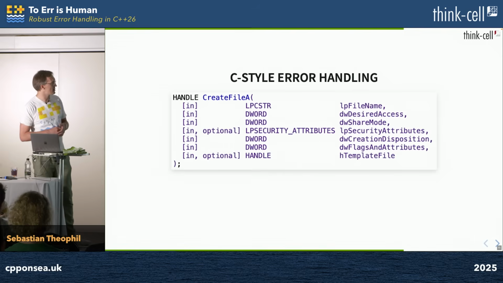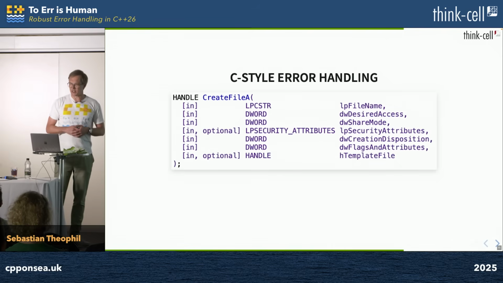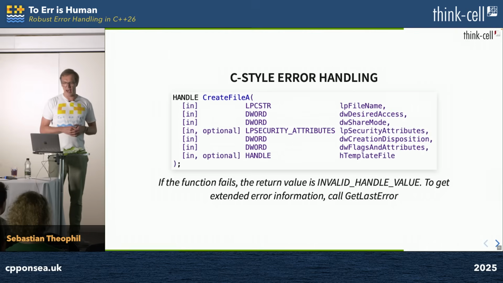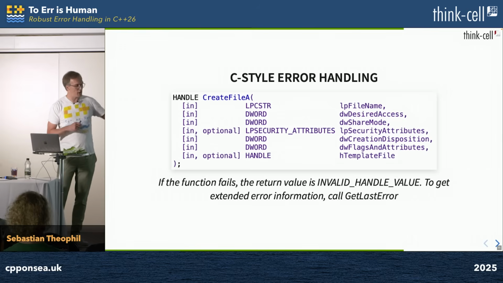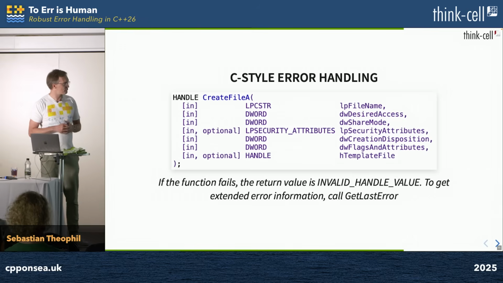In Windows land, of course, it looks the same way. We just have more arguments. Again, we have a return value that can also be an error code. And then we have some global state that contains a little bit more information about the error, but GetLastError also just returns an integer. So there's not much information about what went wrong.